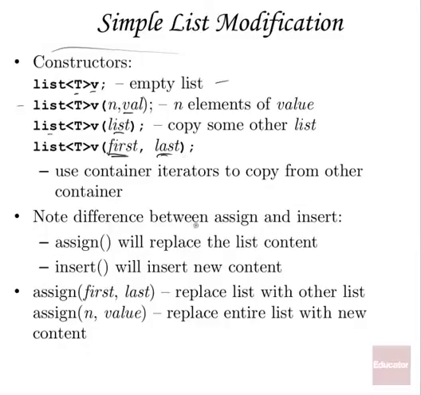Now we have a difference between assign and insert. Assign replaces the list content. It throws away the old content, calls the destructor, and replaces it with your new list content. Insert takes the new content and inserts it into the list at some given position. So here we have assign. We take some other list, we grab the first and last and replace it into this list. Or this is pretty much the same as our constructor up here, only we've already built the list and now we want to replace it with new content, and that new content is some number of values.